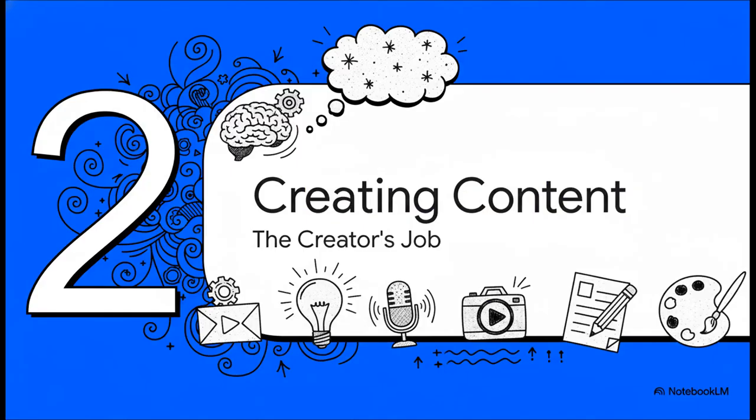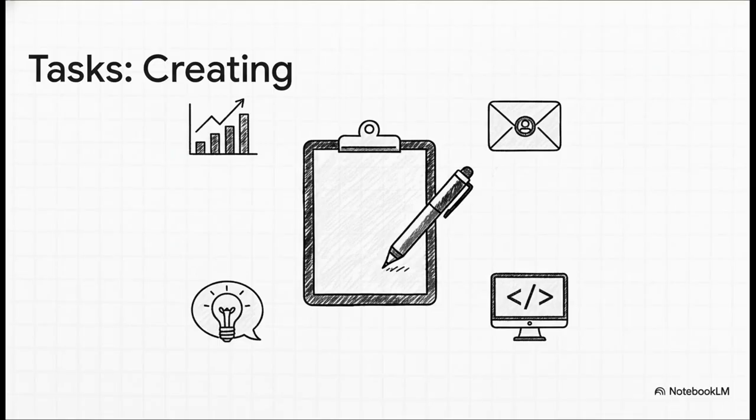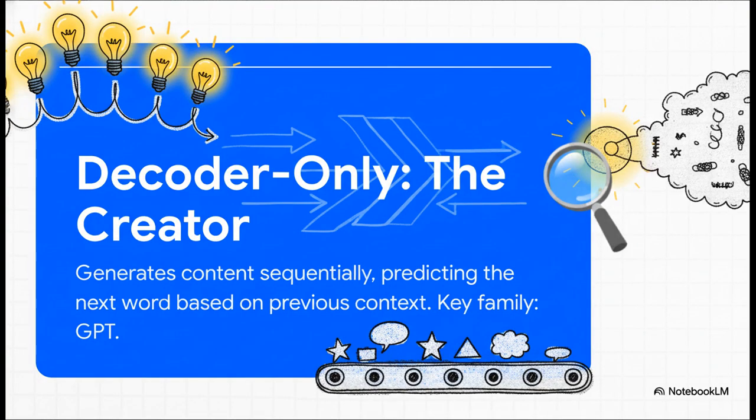All right, let's switch gears to job number 2. This is the one that gets all the headlines, and for good reason, creating brand new, totally original content from scratch. This is where AI stops being just an analyst and becomes an author. We're talking about generating a whole financial summary, drafting a personal email to a customer, writing actual software code from a simple sentence, or coming up with some really clever marketing copy. For this kind of work, you need a totally different tool, a decoder-only model. Think of the GPT family. They're the perfect example. Let's call them the creators.